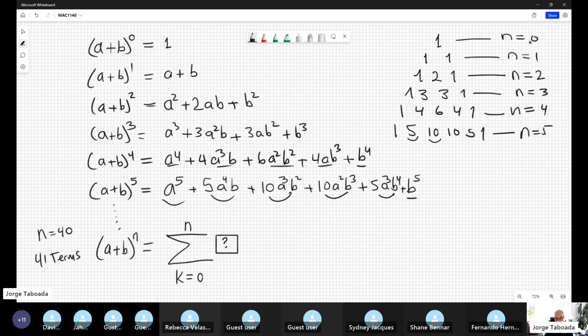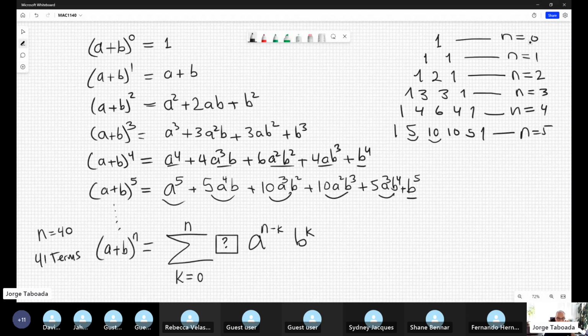As for the coefficient, yes, I have an idea, but using Pascal. Pascal is good when the number is not too big. But 40 is crazy for Pascal. So I need to discover that formula. But it's okay. It's easy. And a to the n minus k and b to the k.